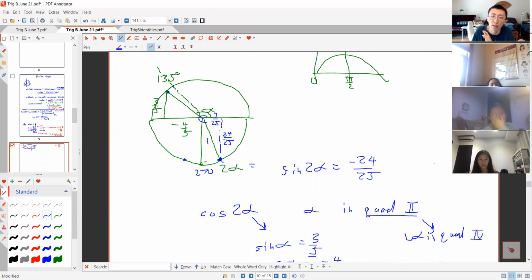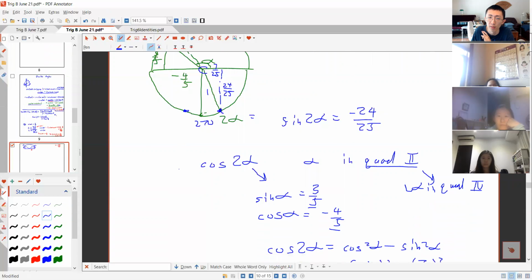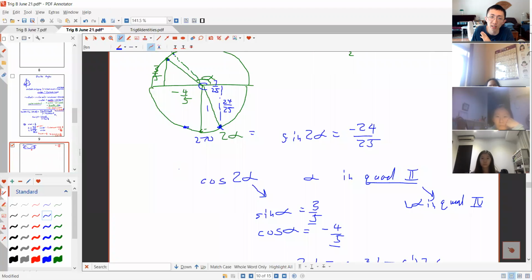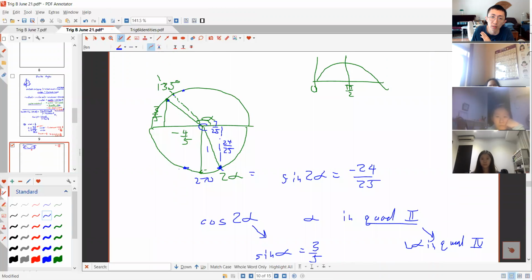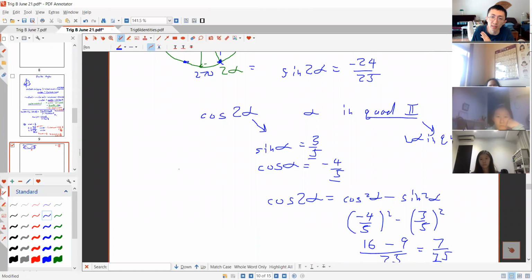Because if it was less than 135 degrees, like right here, then double it would be less than 270. It might be right there, and then the cosine would be negative. So I just like to check the quadrant makes sense geometrically, like with a rough picture and kind of estimating some lengths.